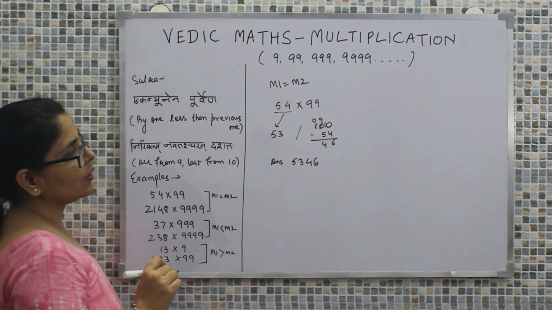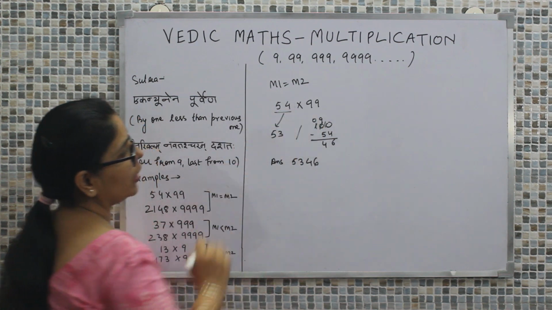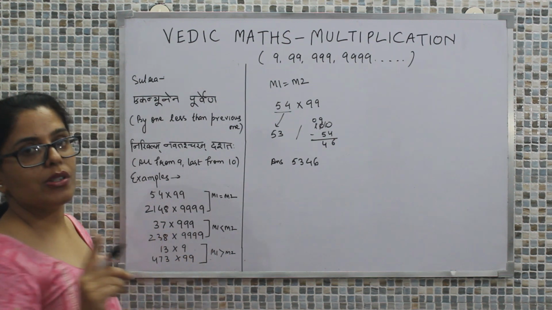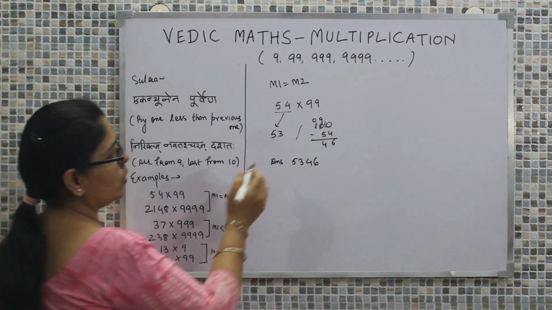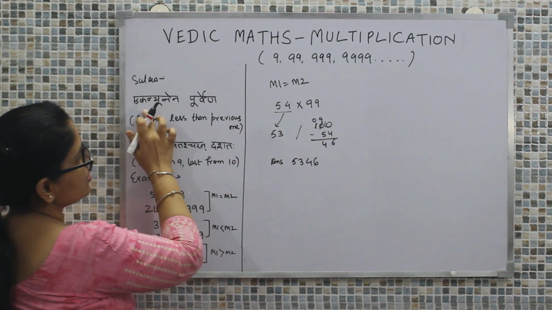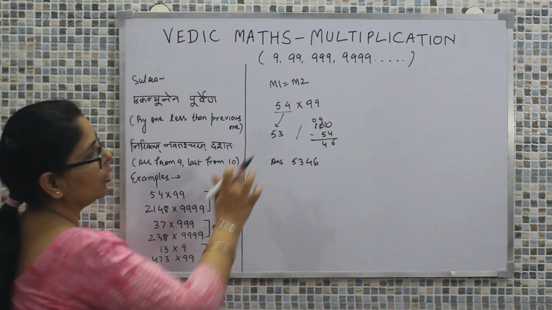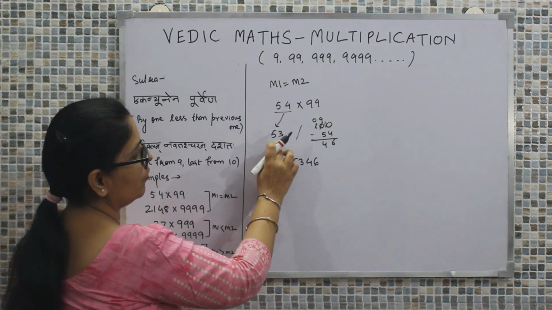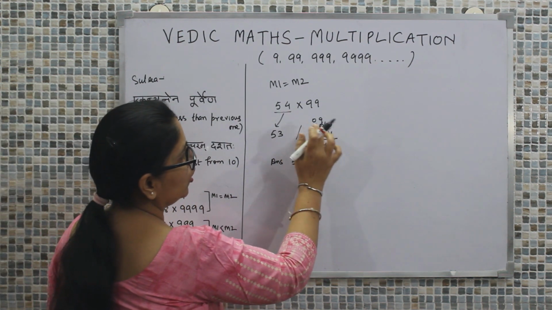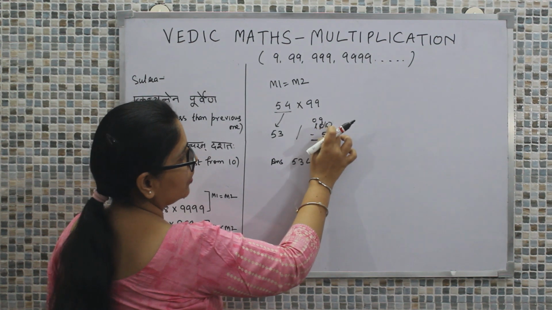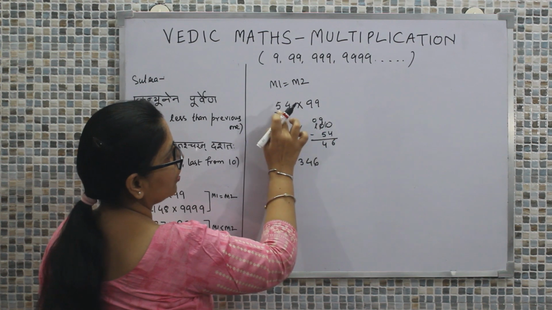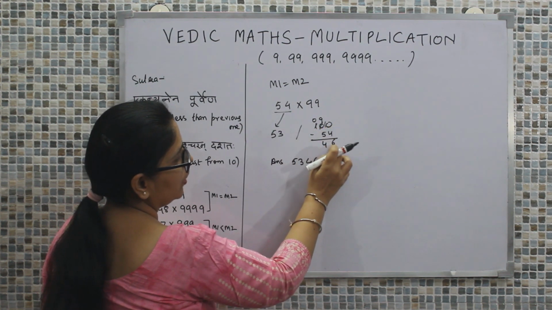Let's understand this example once again. We have 54 into 99. Now 99 is nearest to 100. So we split the answer into two parts. The first part uses Ekanyunena Purvena: we have 54, reduce it by 1, and we get 53. That is the LHS part. Now for the RHS part, 99 is closest to 100. By using Nikhilam Navatashcaramam Dashatah, we simply subtract 54 from 100 and we get 46.